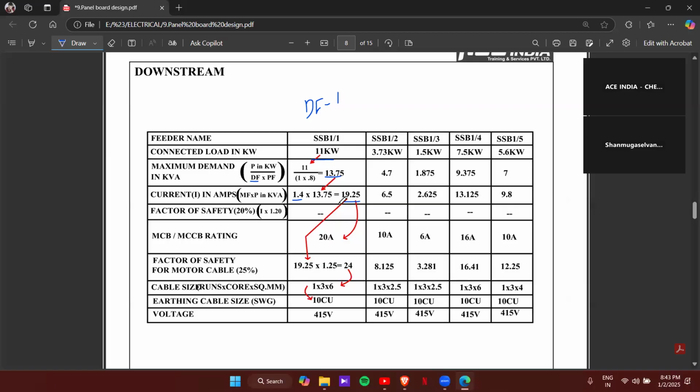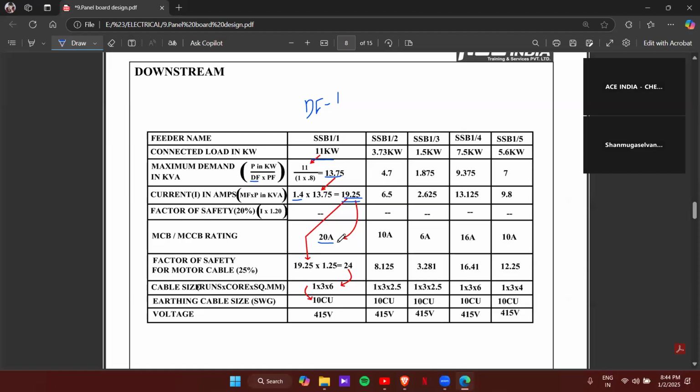Whatever is our current rating, based on that only we will select the MCB rating. If you got 19.25 as the current rating, we don't take factor of safety. We'll go forward. After 19, next available is 20. So 20 ampere will be the MCB rating.